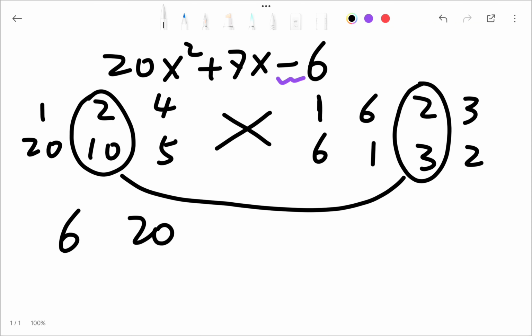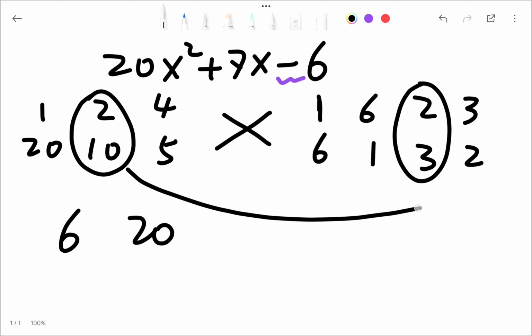And then you can try this one with 3 and 2. See if that makes a difference. Again, you have 4 and 30. And that's even further away from 7. So that's not the right combination we're after. So please keep on trying out different combinations until you find the correct one.